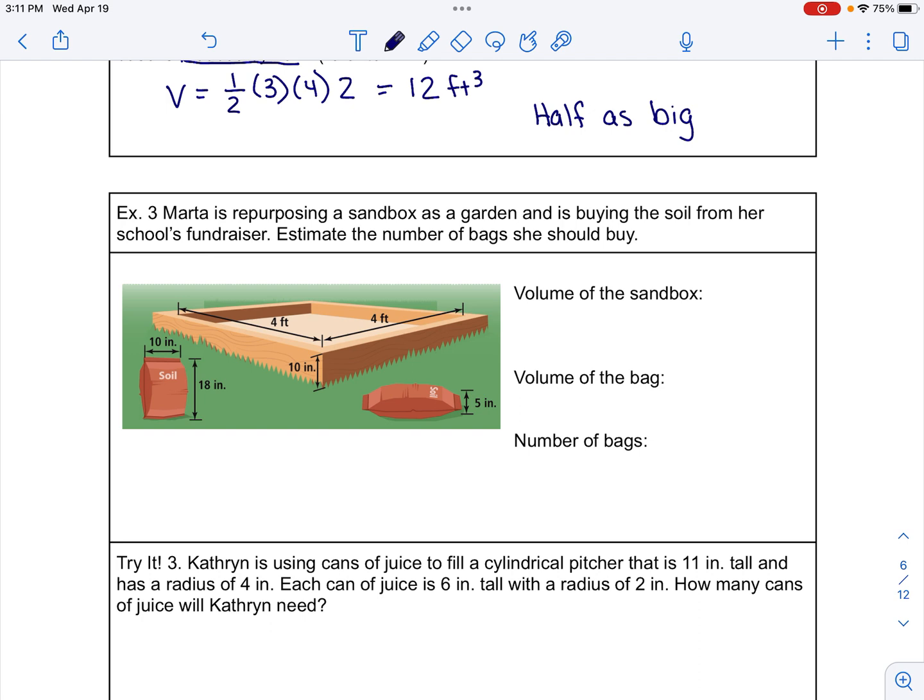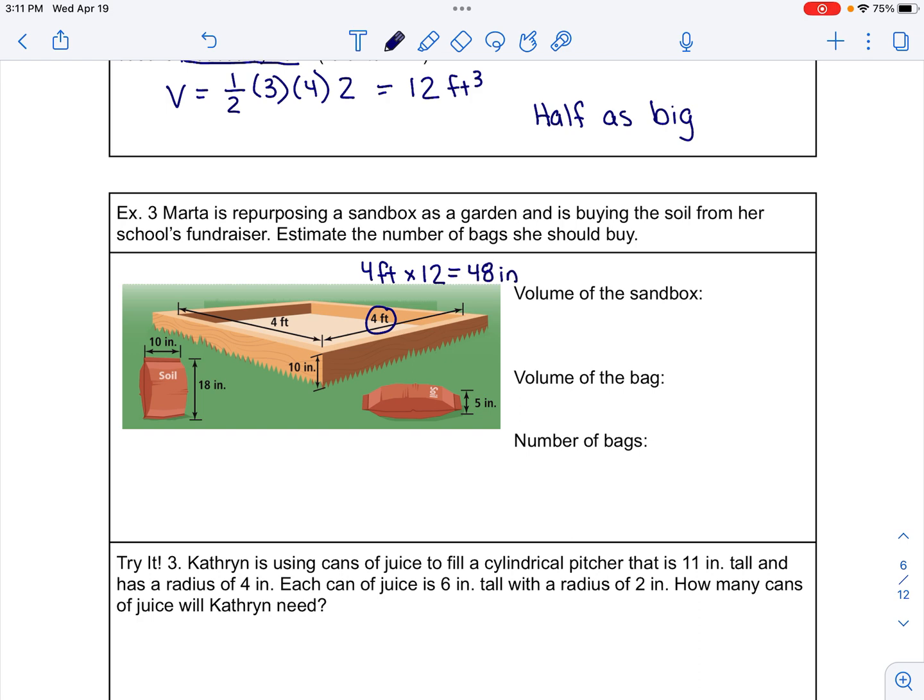So we need to figure out the volume of the sandbox and the volume of the bag in order to figure out how many bags we can fit in this. One thing that I noticed about the picture is the dimensions of the sandbox are in feet, but the dimensions of the bags are in inches. So I think the first thing we're going to do is take this 4 feet and convert it to inches. There are 12 inches in a foot, so if you do 4 feet times 12, that will give us 48 inches.